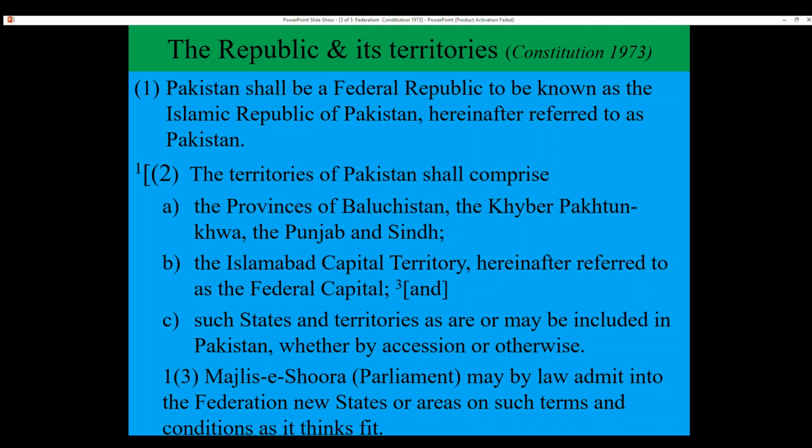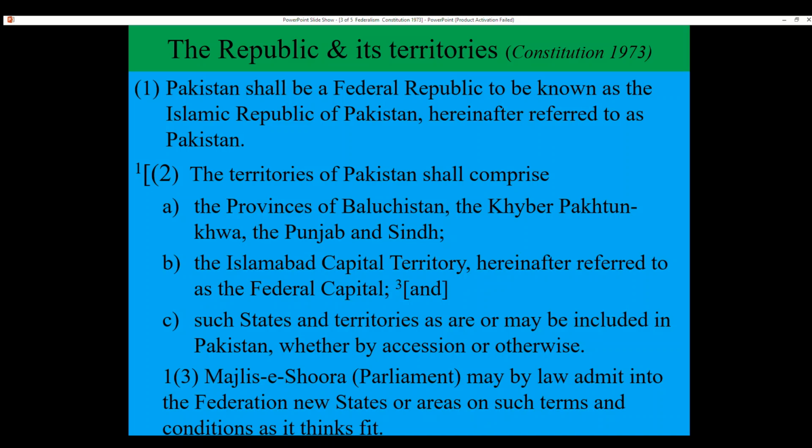So the second thing, Pakistan is declared a federation. Its territories are also declared in the Constitution of 1973. In the Constitution, in the introduction, clause 1 reads as: Pakistan shall be a federal republic to be known as the Islamic Republic of Pakistan, hereinafter referred to as Pakistan.